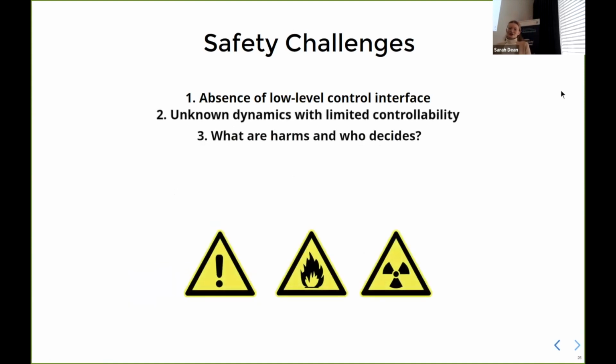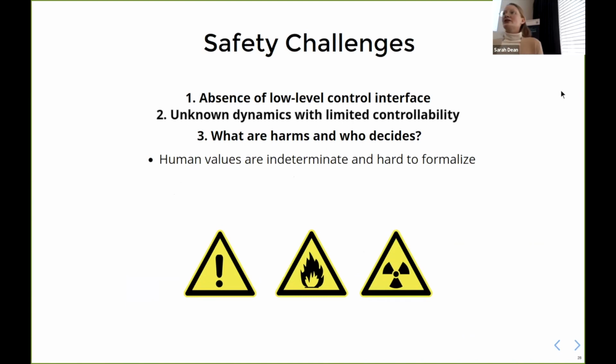And then the third question, and a foundational and very important one, is, what are the harms? What are we trying to avoid here? And who decides on what they are? Human values are pretty indeterminate. They may not be agreed upon by everybody, and they're very hard to formalize.